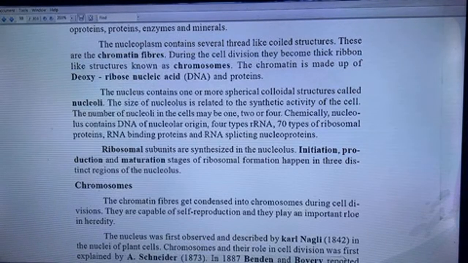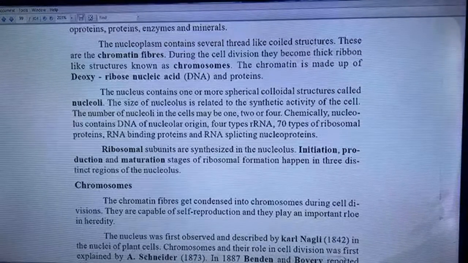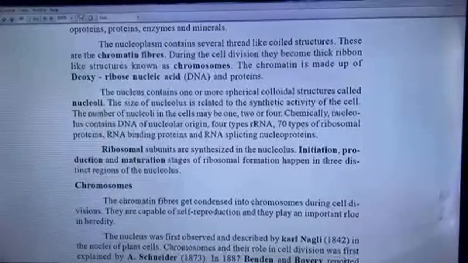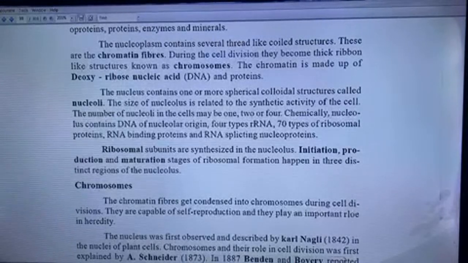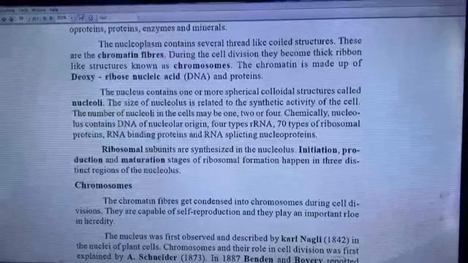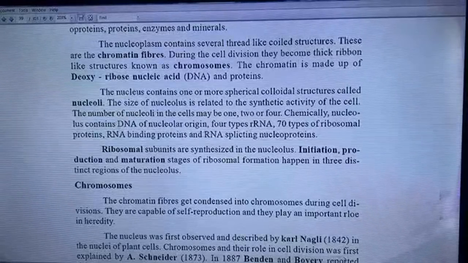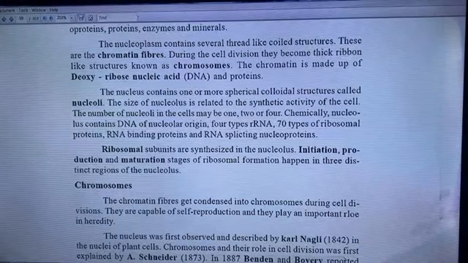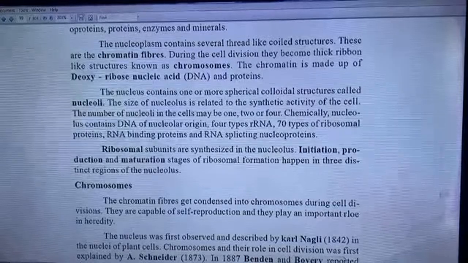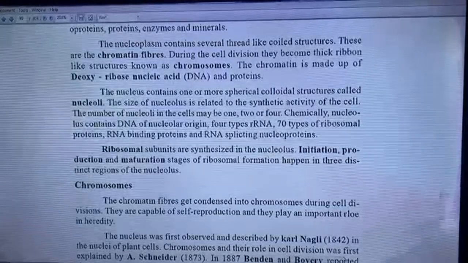During cell division, they become thick ribbon-like structures, known as chromosomes. The chromatin is made up of deoxyribose nucleic acid, DNA, and protein. The nucleus contains one or more spherical colloidal structures, nucleoli. The size of the nucleolus is related to the synthetic activity of the cell. The number of nucleoli in the cell may be 1, 2, or 4.